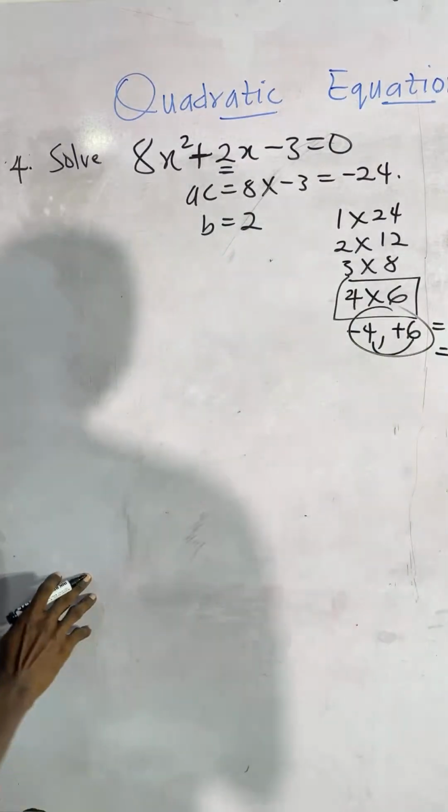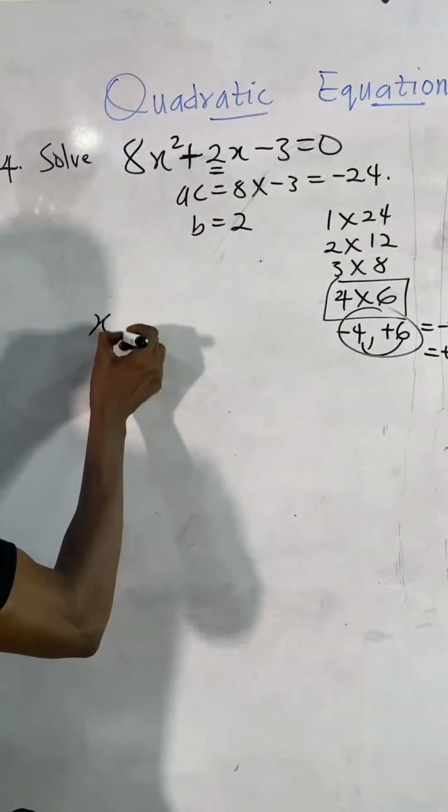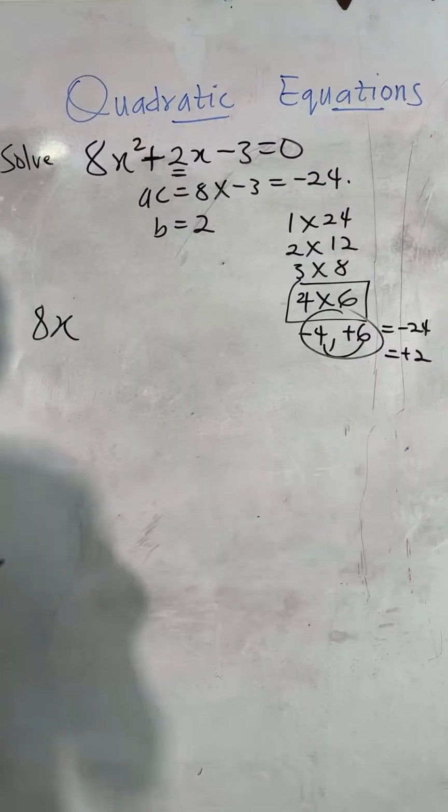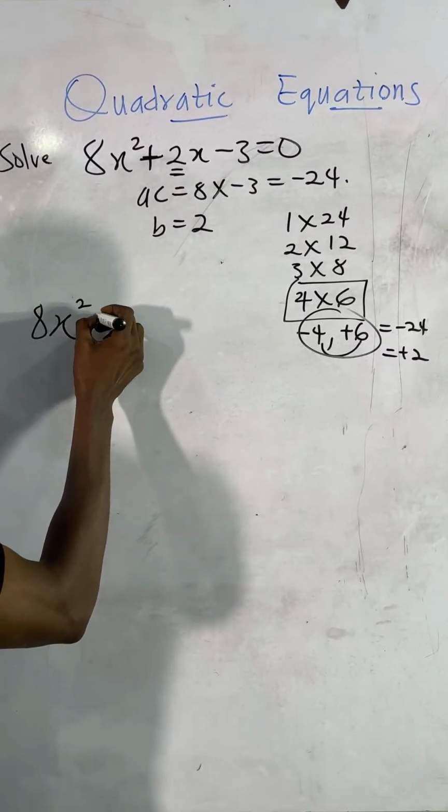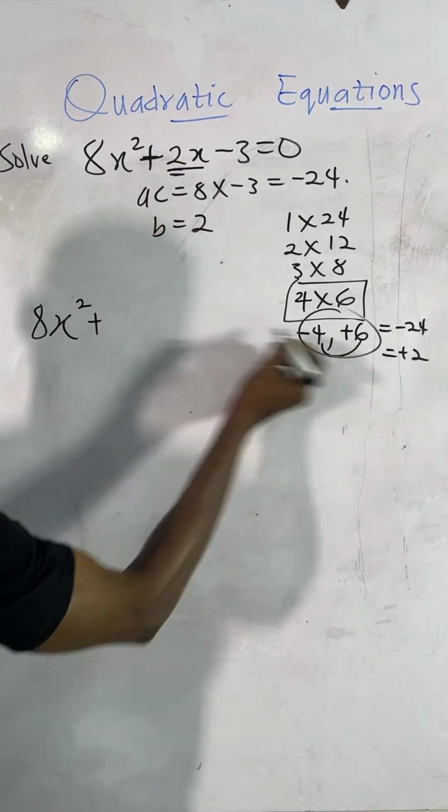So that's it. So let's come back. We'll have 8x squared plus, instead of 2x now, we have what?